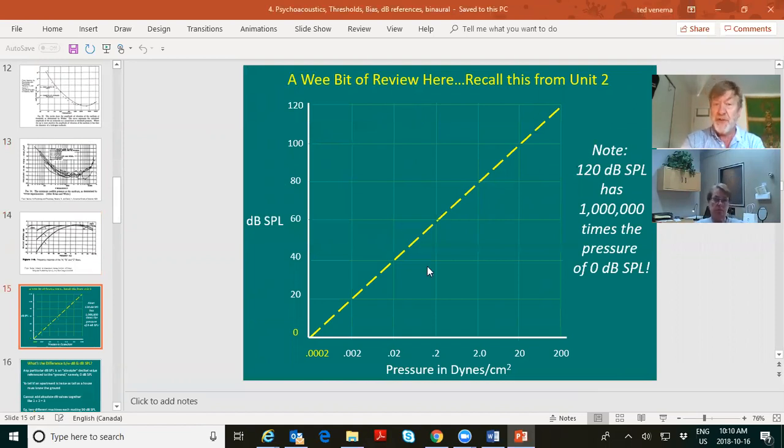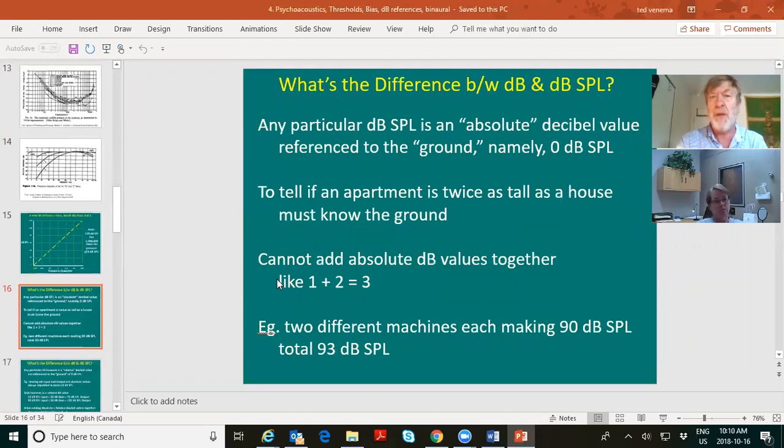Okay, the softest it took to hear a 1,000 hertz tone at 1 meter distance from a speaker with two ears. That softest pressure was 0.0002 dynes per centimeter squared, and we call that zero decibel sound pressure level. And then every time you increase the pressure by a factor of 10, you went up 20 dB and all that.